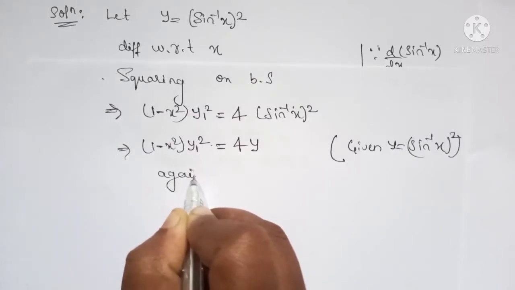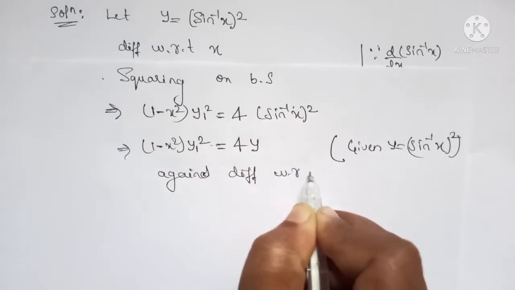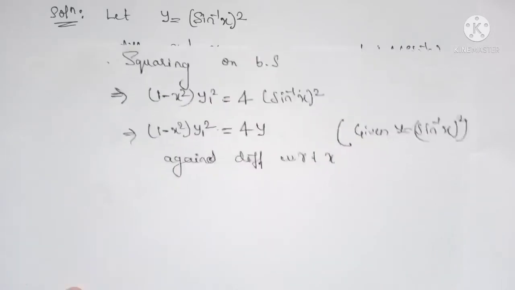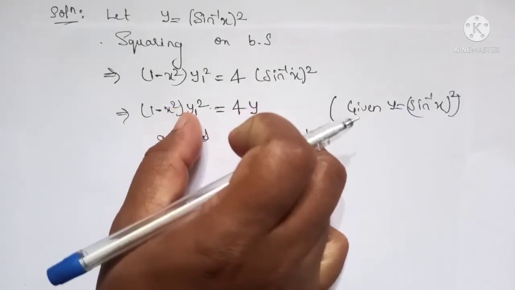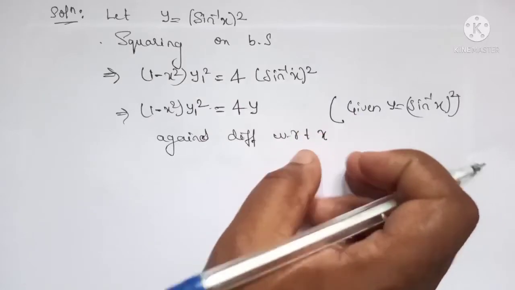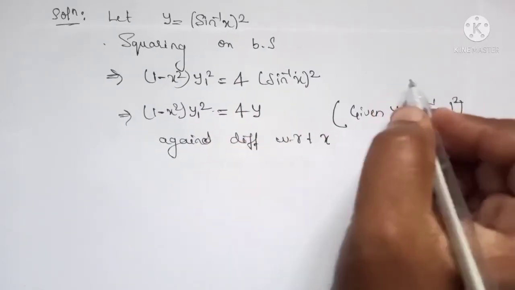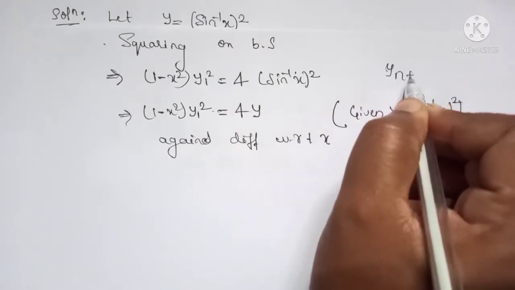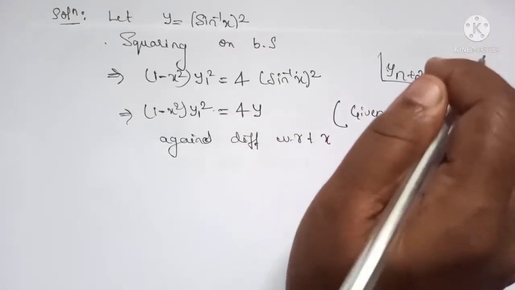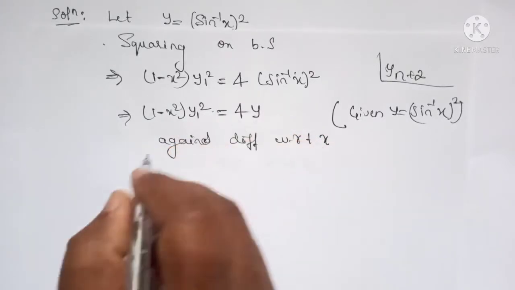Again differentiating with respect to x. So here we apply the UV rule, okay, not the Leibniz theorem. So again differentiating, so second derivative, we get the second derivative. Okay, because we need y_{n+2}. For that we require the y2 value. For that we differentiate this one again.